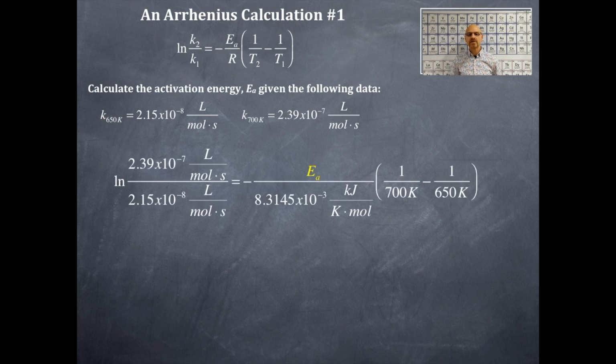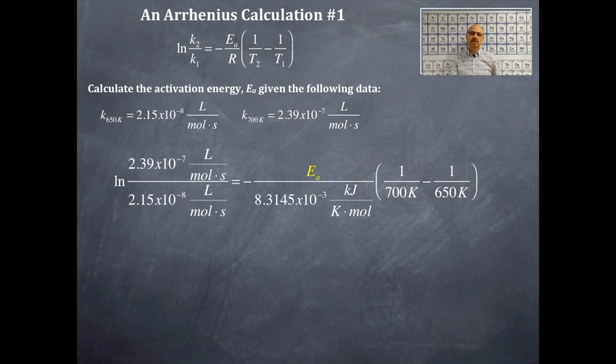Okay, so I've plugged in those values here, so now I got natural log of 2.39 times 10 to the negative 7 liters per mole second divided by 2.15 times 10 to the negative 8 liters per mole second is equal to negative, don't forget about that negative sign right over there, and I've highlighted the E sub A, the activation energy, and that's what we're solving for. I've plugged in the R value, that is the gas constant at 8.3145 times 10 to the negative 3 kilojoules per Kelvin mole. And I've also plugged in the two temperature values associating the K2 with the T2 and the K1 with the T1. So that's 1 over 700 Kelvin minus 1 over 650 Kelvin.